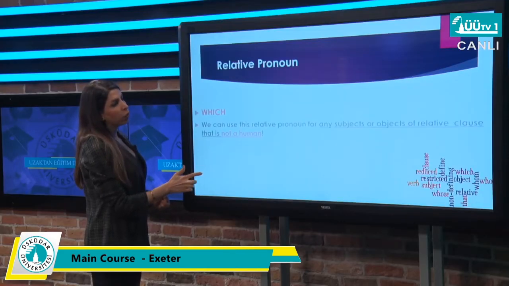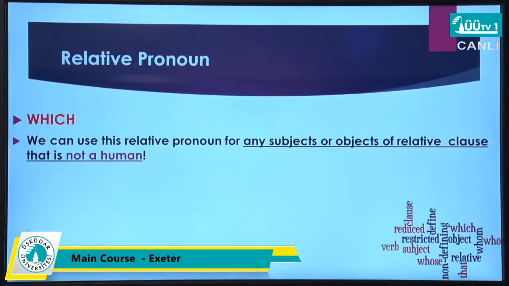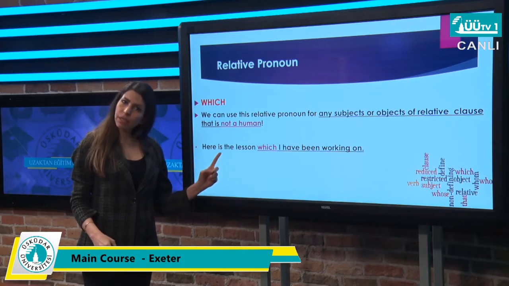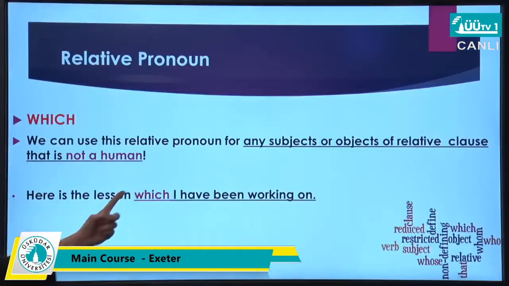On the other hand, whenever we are talking about subject and object which are not human beings, it is easy to understand, then we can use which. Look at this example. Here is the lesson which I have been working on. Which lesson am I talking about? The one that I have been working on. Because this relative pronoun is talking about the lesson, so it is not a human, I have to use which.